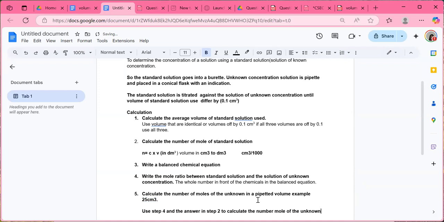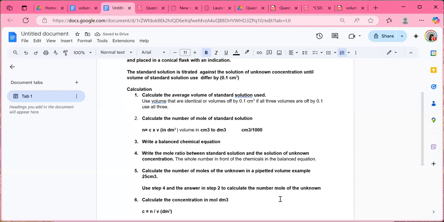Now, when we're finished with that, we are going to calculate the concentration in moles per dm cube. This is where we use the volume. So whatever volume is given in step 5, we're going to say concentration is equal to number of moles divided by volume. So this volume that is in step 5, we are going to convert to dm cube, and divide the number of moles by it.